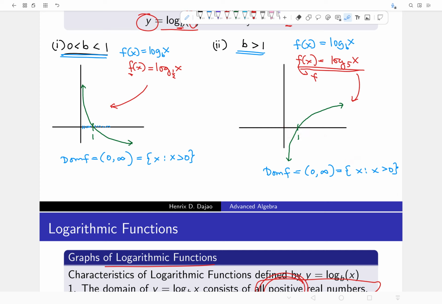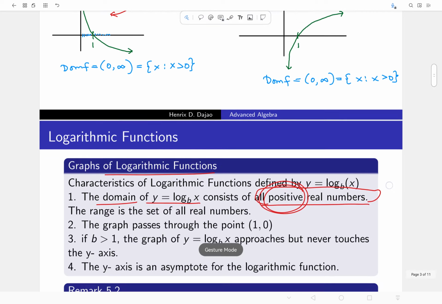Okay, so in other words, you cannot plug in x here that are negative numbers or 0. Similarly for this one, you cannot plug in negative numbers or 0, only positive values, because the domain is the set of all positive values.